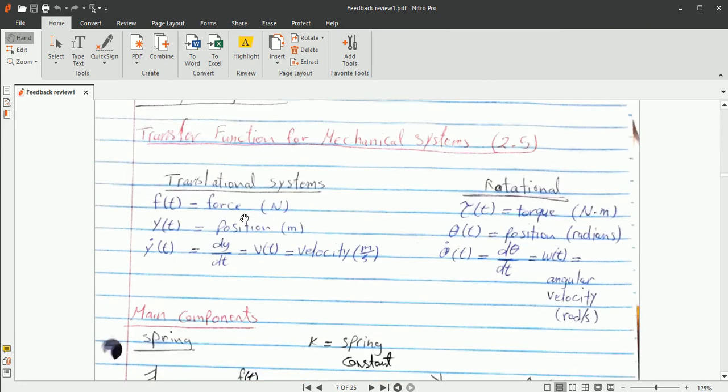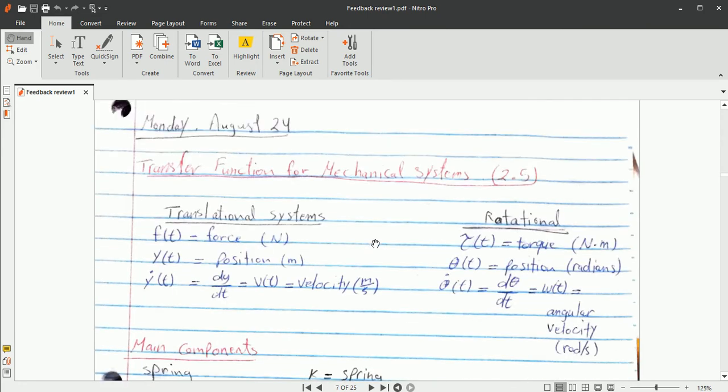Okay, now we are moving to the modeling of mechanical systems. In mechanical systems we encounter two types of systems, linear systems and rotational systems. Linear systems have displacement in a straight line, and you have a force, and a position like y of t, then y dot is the velocity, and the derivative of velocity is the acceleration, that is d2y over dt square.